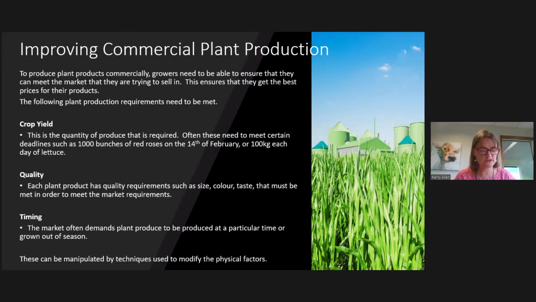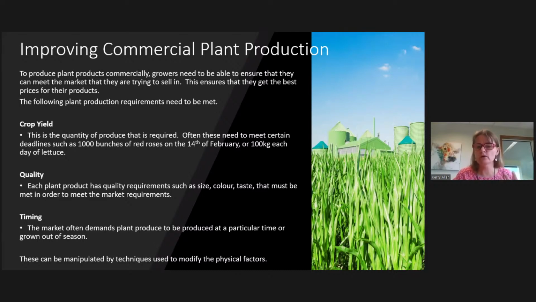So if you're doing Valentine's Day on the 14th of February, then you need to have 1,000 bunches of red roses for that day. No one wants roses on the 15th of February. So if you don't make that market, you have lost your production. Okay. Quality is looking at whatever those quality requirements are of those markets. So if it's roses, go red. We don't want purple. White's not so exciting. Maybe pink will be all right, but you predominantly want red.